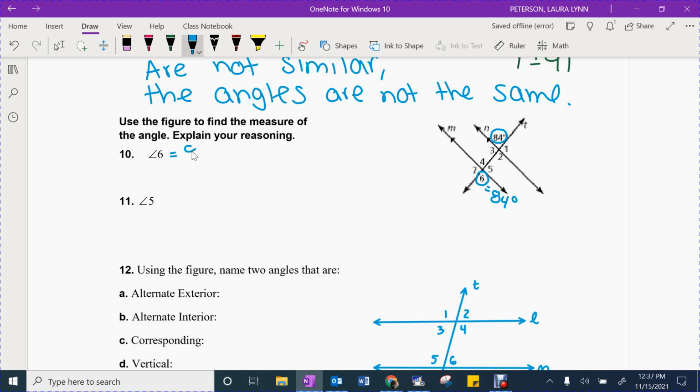So angle 6 would be 84 degrees. My reason is that this is an alternate exterior angle.